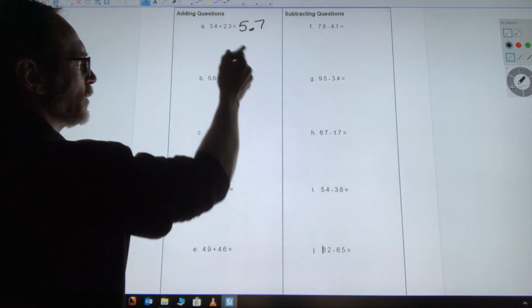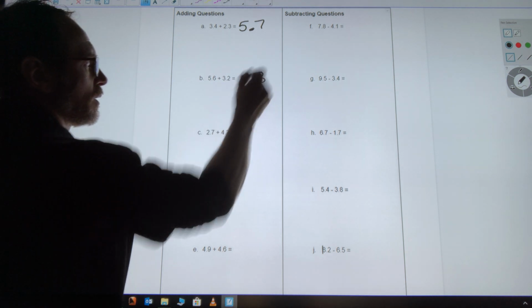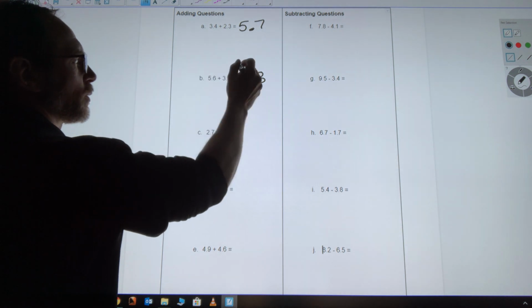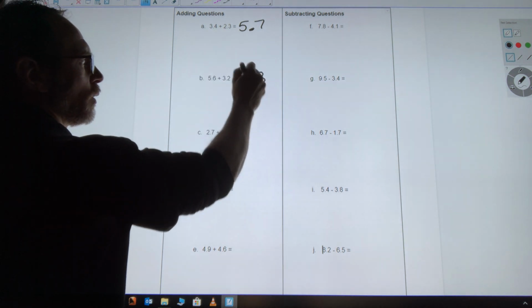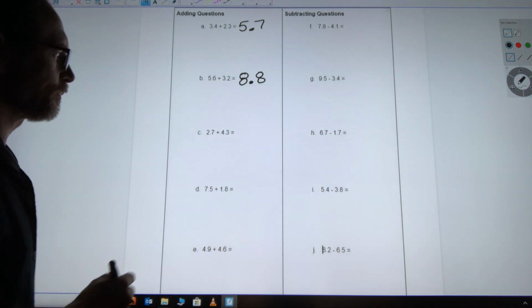5.6 plus 3.2. Well, if I look, I've got 6 and 2 in the tenths place, that's 8. I have 5 and 3 in the ones place, that is also 8. So my answer is 8.8.